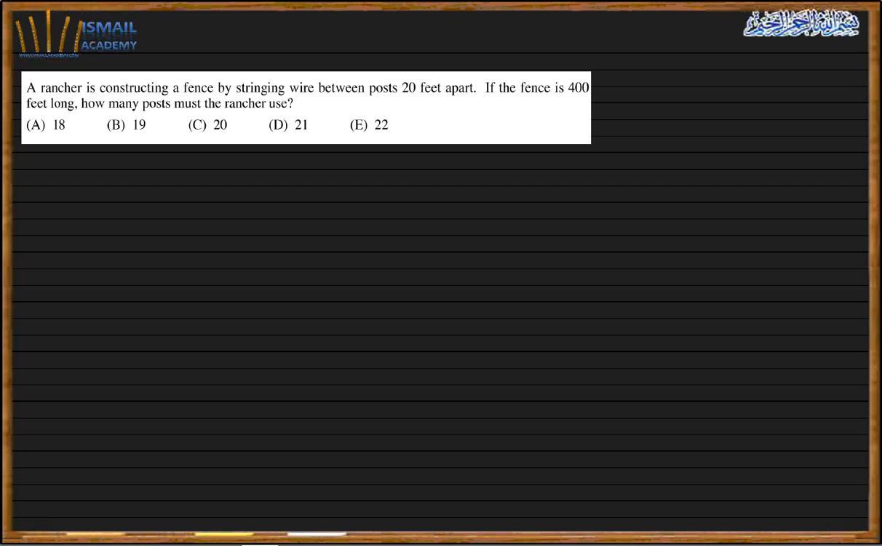Next question. A rancher is constructing a fence by stringing wire between posts 20 feet apart. So if I have two posts, I can put a wire. For two posts, I put one wire. For three posts, I put two wires. For four posts, I put three wires. So for n posts, I put n minus one wires.